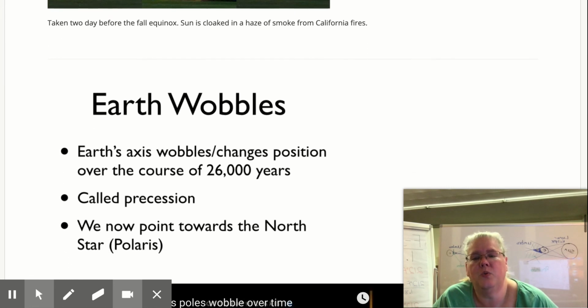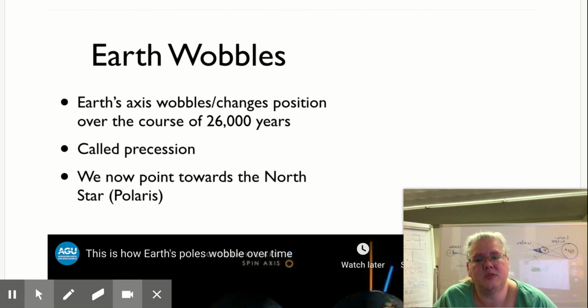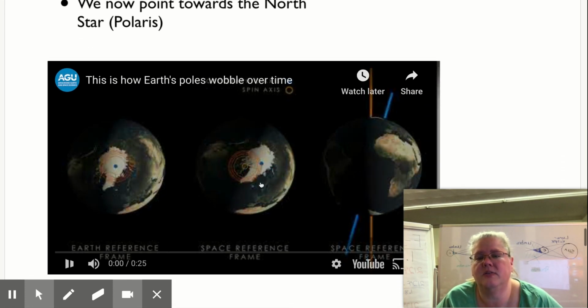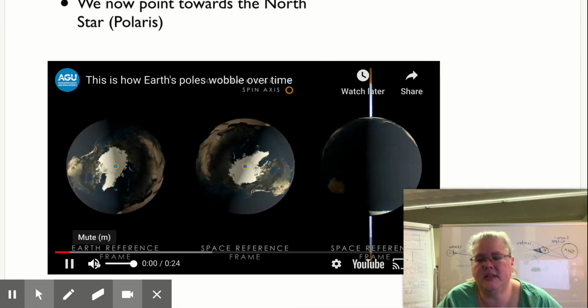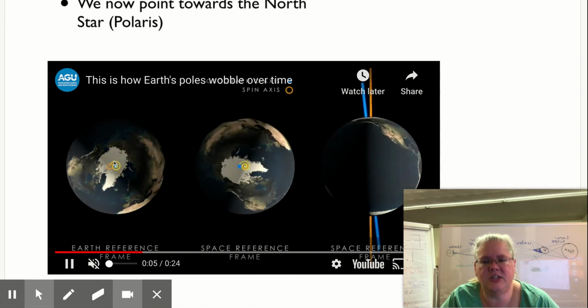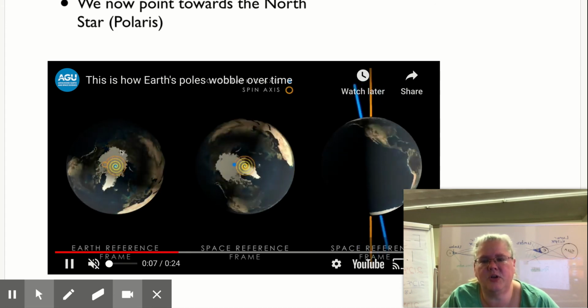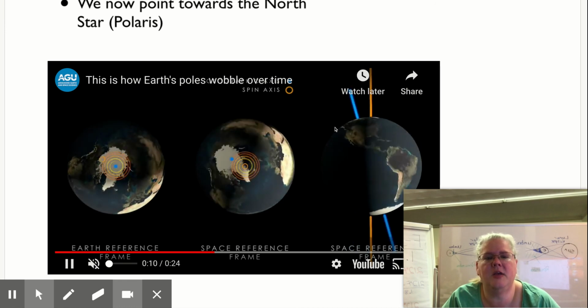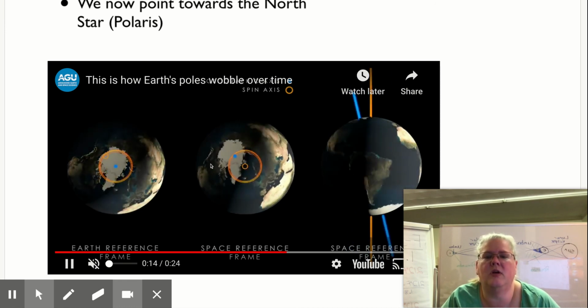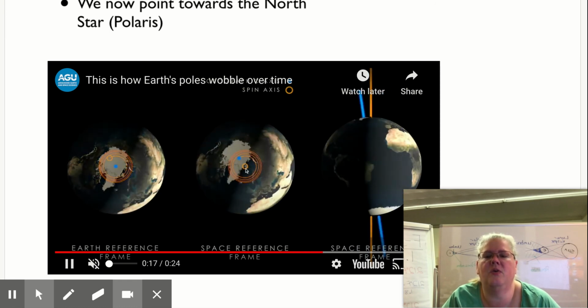So again, Earth's wobble, sorry, it's 26,000 years. It changes its position over the course of 26,000 years. It's called precession. Right now, our North Star is pointed towards Polaris, and eventually it will be pointed towards Vega. So if we look at this, again, you can see day and night. This is the rotation on our axis, and you can see the wobble starting to occur, and over long periods of time, you can actually see the wobble happening. And it gets more and more pronounced the farther out we go.